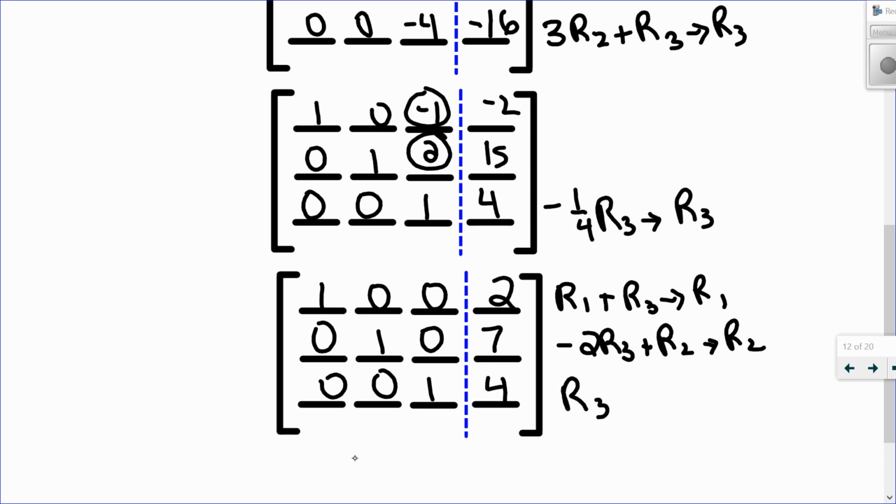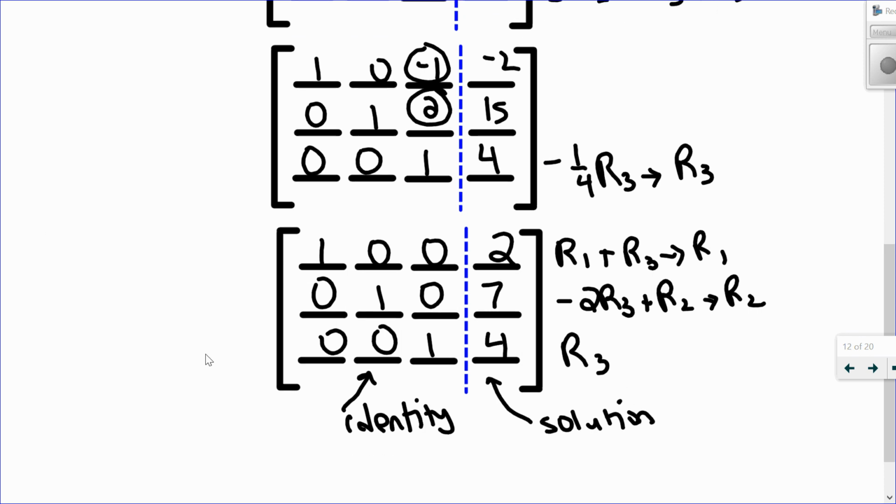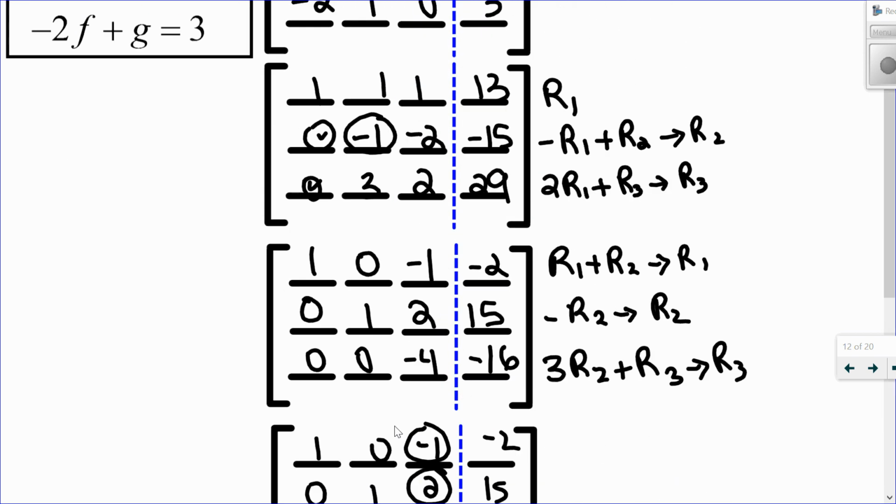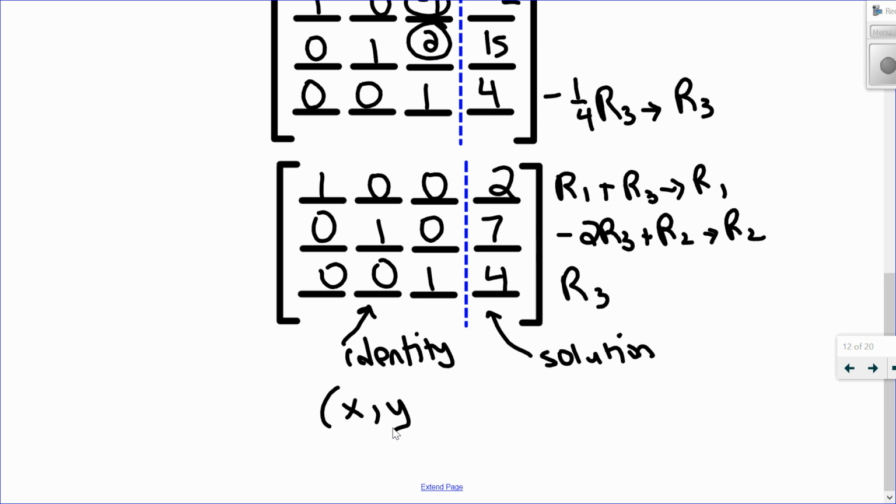And now we have the identity matrix here, and we have the solution here. So all I have left to do is state my solution as a point. Did we start with x, y, z's? No, we started with f, g, h's. So let's make sure we're using the correct variables. So f, g, and h is going to equal the point 2, 7, and 4. That will be my entire solution.